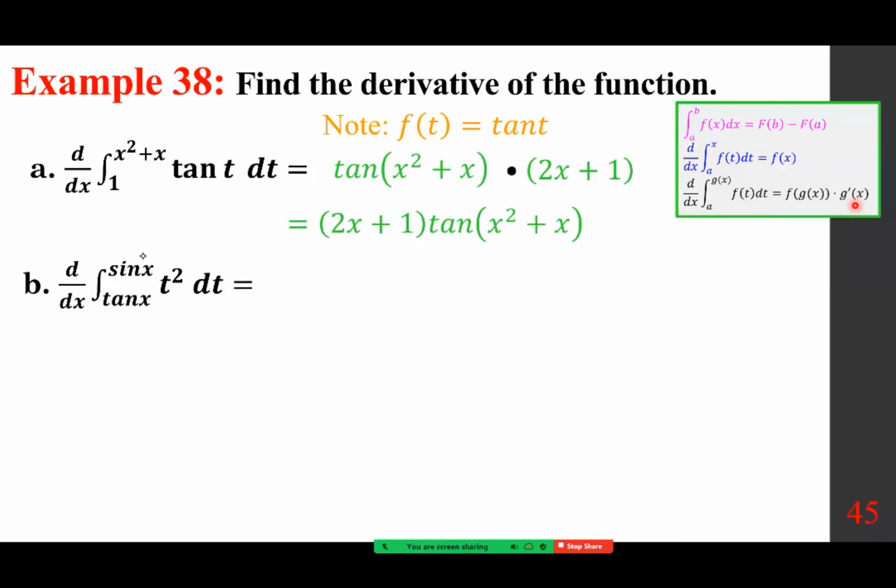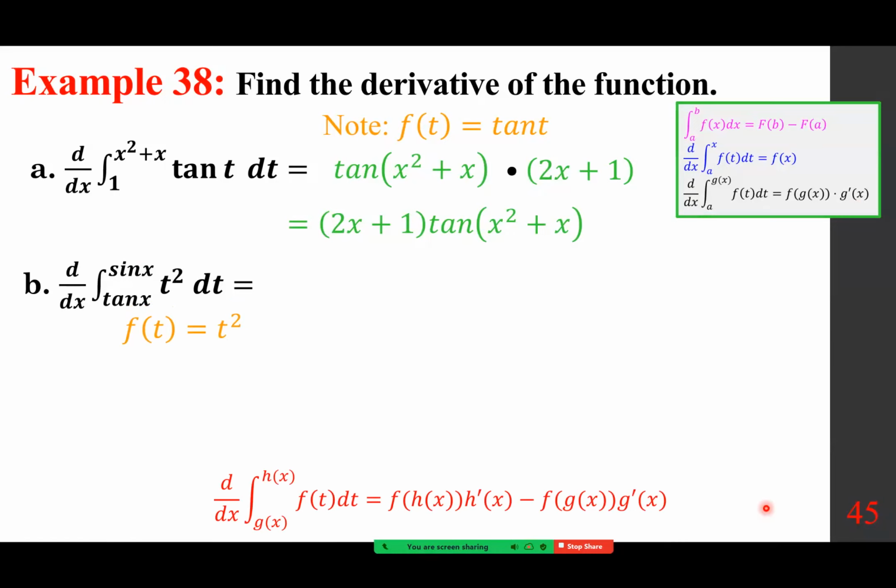Now, if it happened to be both functions, okay, the function is f of t equals t squared, and the methodology is to plug in the upper limit and then times its derivative by the chain rule, minus plug in the lower limit and then times its derivative. Therefore, first and foremost, we replace the t with sine x. So we get sine squared of x. Then by the chain rule times the derivative of the sine x, which makes it cosine x.